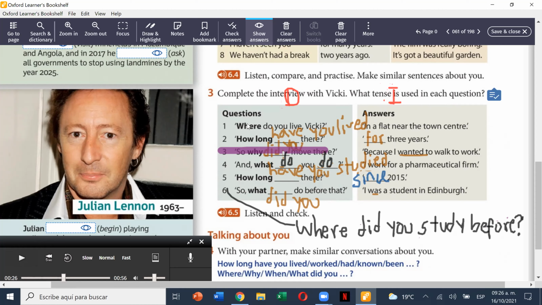Yeah, in that case, why did you move there? It happened one time, no? Pasó una vez. It happened one time, and that's why it's past simple, no? Why did you move there?